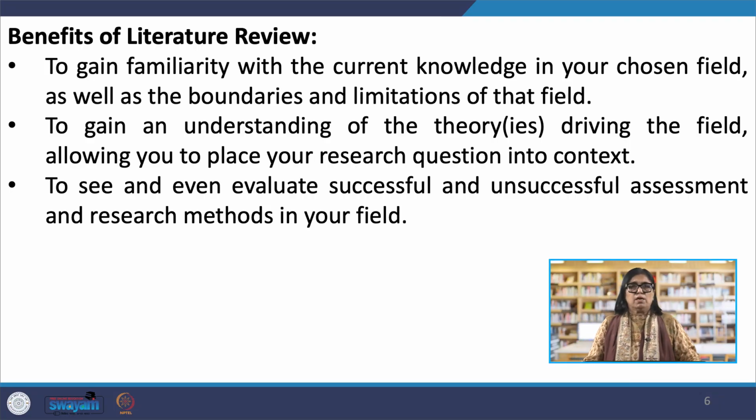Benefits of a literature review. Literature reviews allow you to gain familiarity with the current knowledge in your chosen field, as well as the boundaries and limitations of the field. Literature reviews also help you to gain an understanding of the theory driving the field, allowing you to place your research question into context. Literature reviews provide an opportunity for you to see and even evaluate successful and unsuccessful assessment and research methods in your field. Literature reviews prevent you from duplicating the same information as others writing in your field, allowing you to find your own unique approach to your topic.